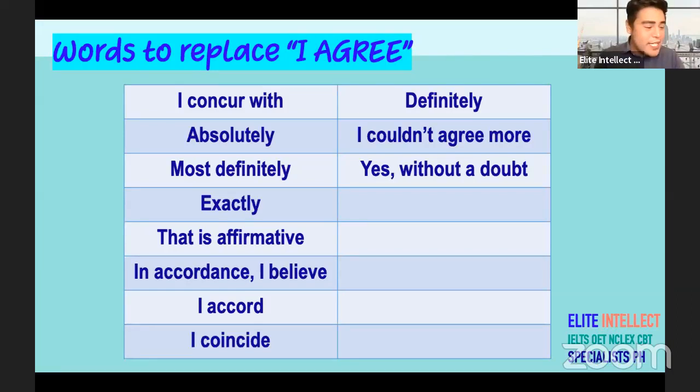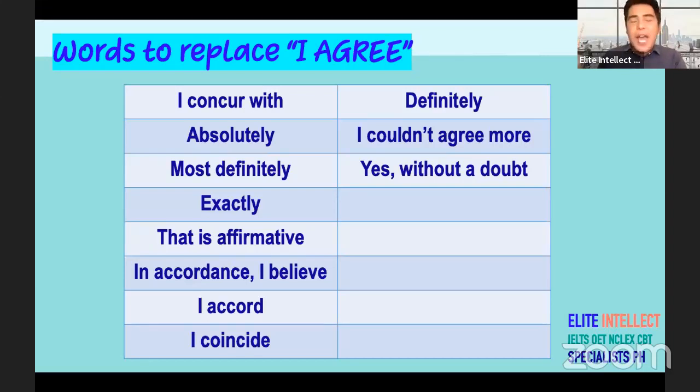Okay, so you can say that on the exam, right? I concur, absolutely, most definitely, exactly. That is affirmative. In accordance, I believe. I accord. I coincide. Definitely. I couldn't agree more. And yes, without a doubt. Okay, if there's I agree, of course there is I disagree.